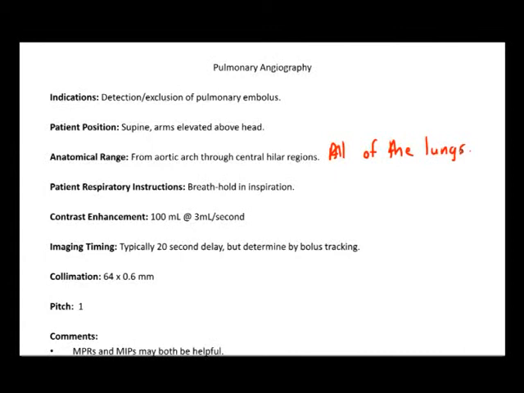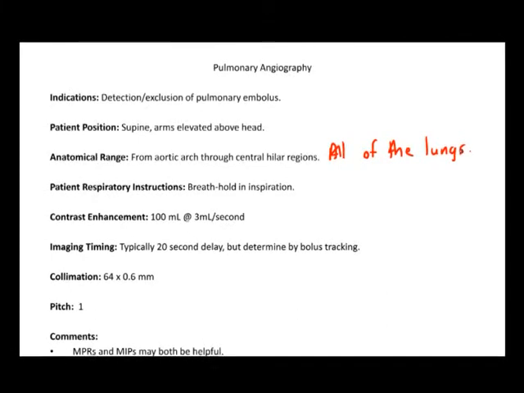So this is abdominal aortography, and basically this is just a continuation of the thoracic aortography. The patient is still going to be supine with their arms extended above the head. The anatomical range is going to be above the diaphragm to the symphysis pubis. So we're breathing so that you don't cause significant abnormalities here.